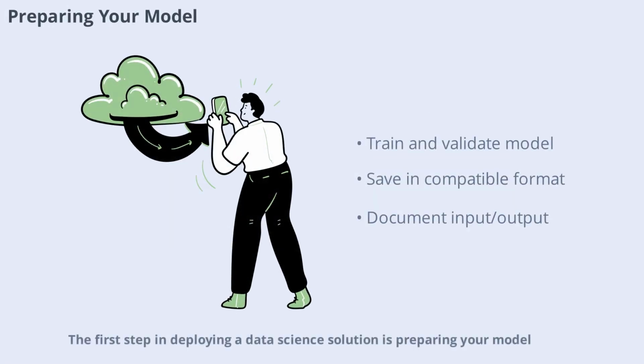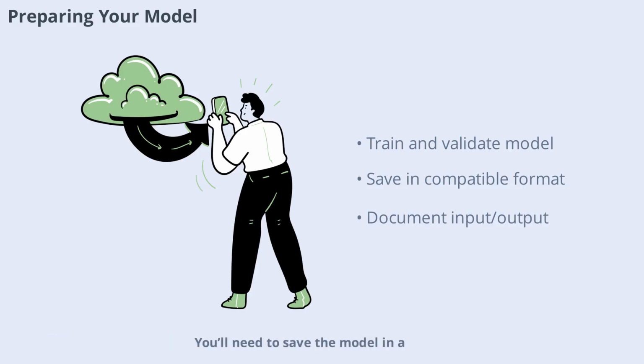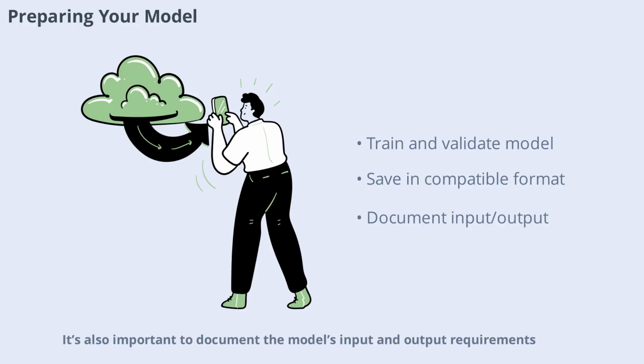The first step in deploying a data science solution is preparing your model. This involves ensuring your model is trained, validated, and ready for production. You'll need to save the model in a format that can be loaded by your API service, such as a pickle file for Python models. It's also important to document the model's input and output requirements, so that integration with the API is smooth and error-free. Proper preparation sets the foundation for a successful deployment.